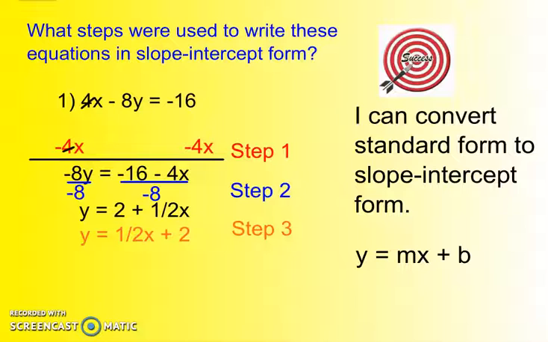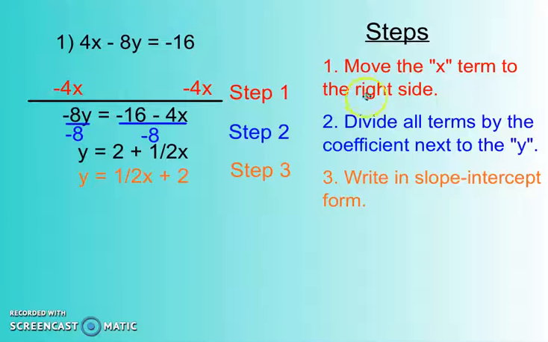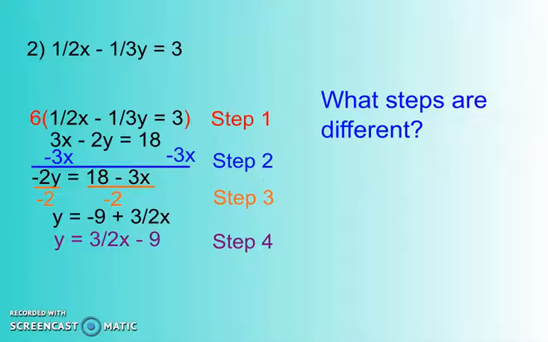So the steps that we did, well, we moved the x term to the right side. And remember, we're doing the inverse operation. Then we divided all the terms by the coefficient. This is a coefficient. Any number next to a variable is a coefficient. We divide it by that number that's next to the y. Okay, let's look at the next problem. What is different about this one?